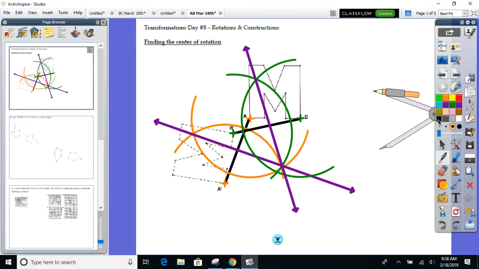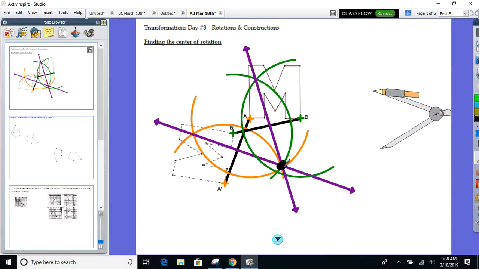And then hopefully your two perpendicular bisectors are meeting at the same point. And that's your center of rotation.